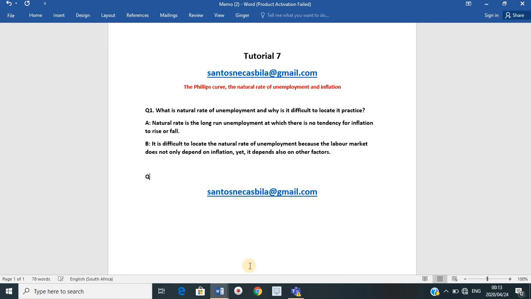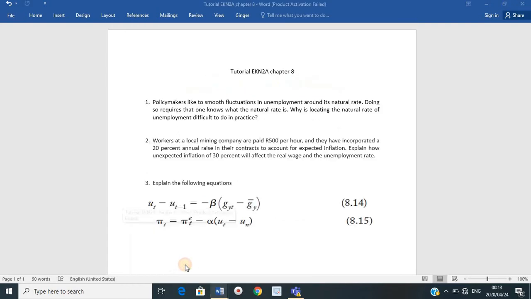Question 2. What does it say? Okay. Workers at a local mining company are paid 500 per hour, and they've incorporated a 20% annual raise in their contracts to account for expected inflation. How would an expected inflation of 30% affect the real wage and the unemployment rate?